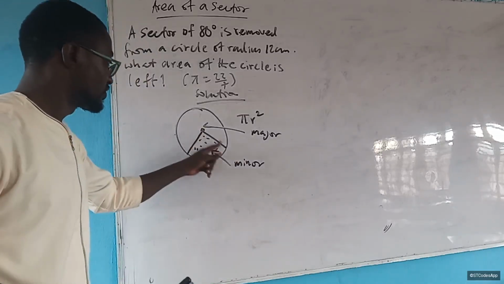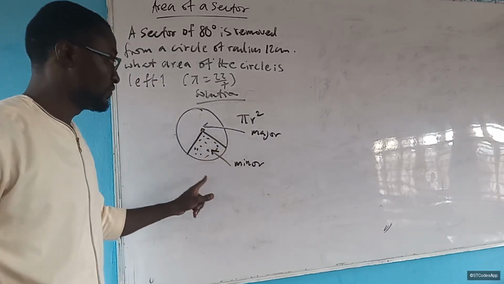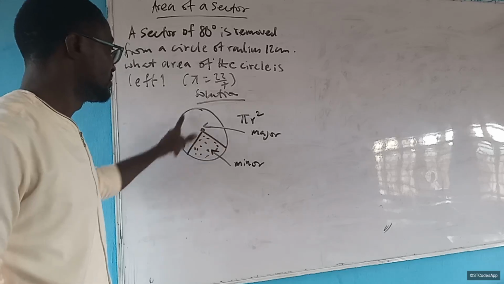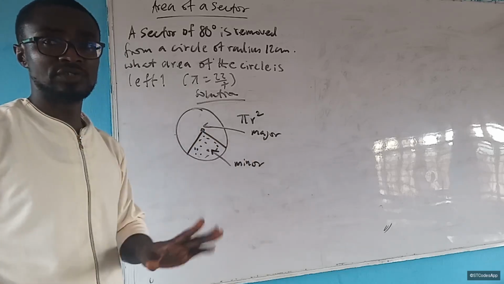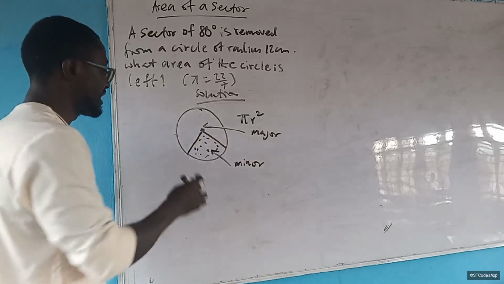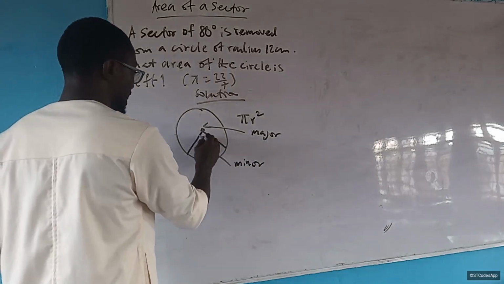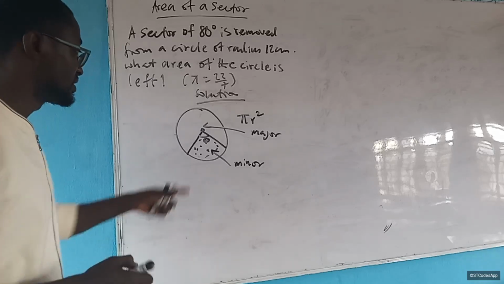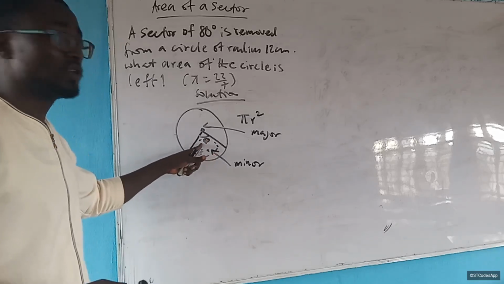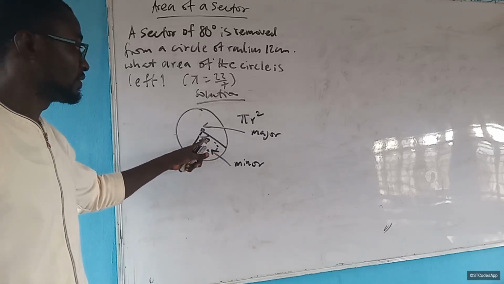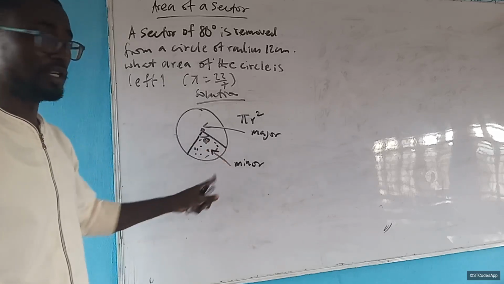So this smaller portion that is cut off here is known as the minor, while this larger part is known as the what? Major sector. Now, there is an angle of inclination at the center here, which tells us the degree of angle that has been taken off. That gives rise to this portion we are considering here.